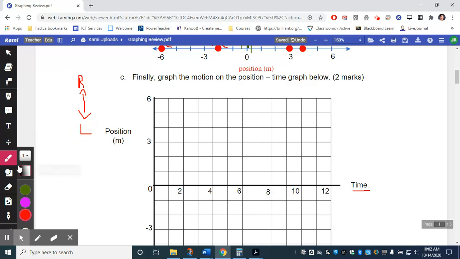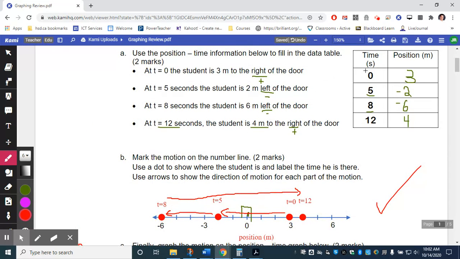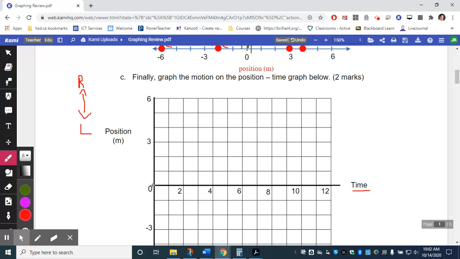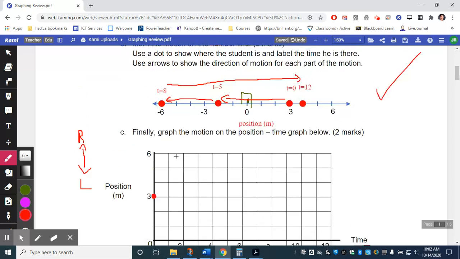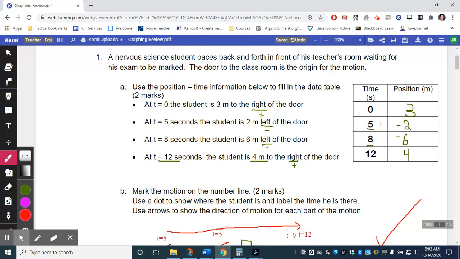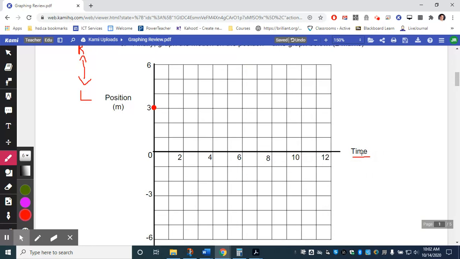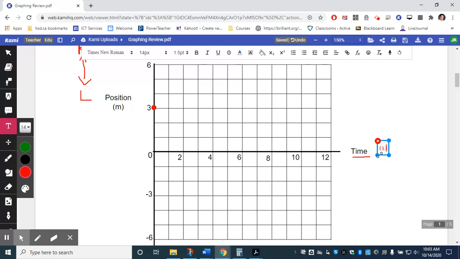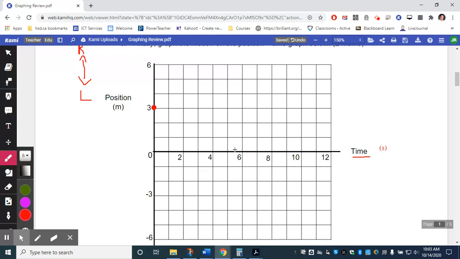All right, and so where do we start? I like to start off by plotting my points. At 0 seconds, we were at 3 meters. This is 0 seconds, this is 3 meters, so we're right there. Then we walked to, at 5 seconds, we were minus 2. So where's 5 seconds? That's our time, and our time here should be in seconds. Let's make sure we know this is in seconds. At 5 seconds, this is 5 seconds here. Between 4 and 6, we're at minus 2, so I'm going to mark that spot.